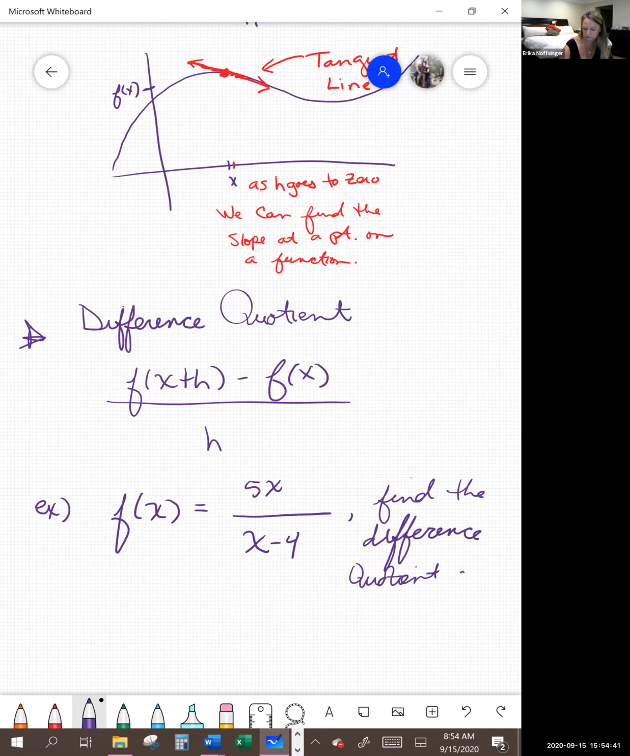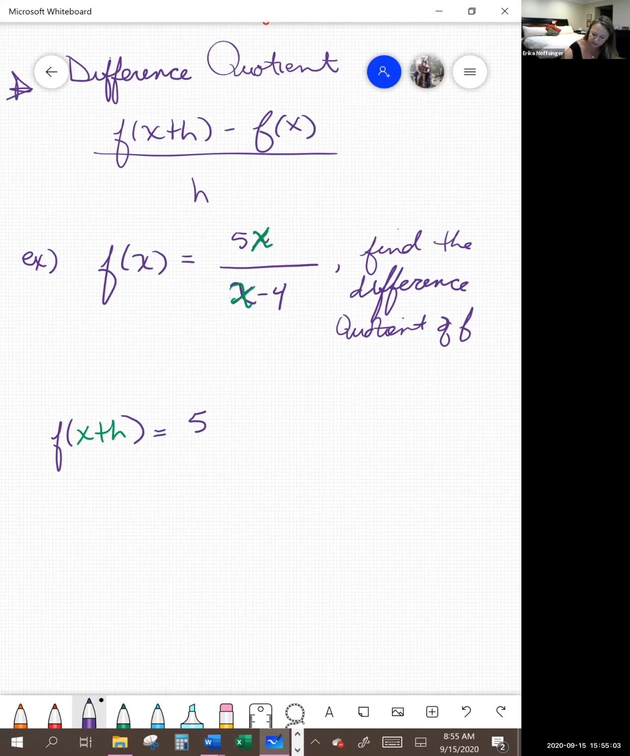Again, if it helps you, break it down into pieces, and we need to figure out what f of x plus h is. We're going to go into this function, f of x, and wherever we see an x, we're going to replace it with x plus h. Let's just put parentheses wherever we see the x first, so 5, you see it with parentheses. Denominator, you see an x, so replace it with parentheses minus 4.